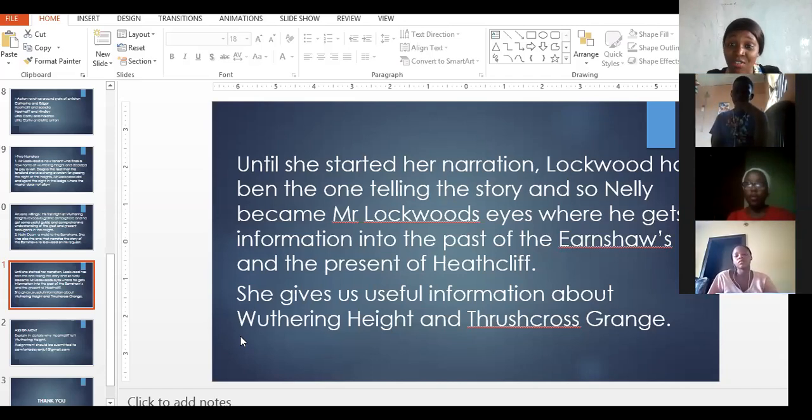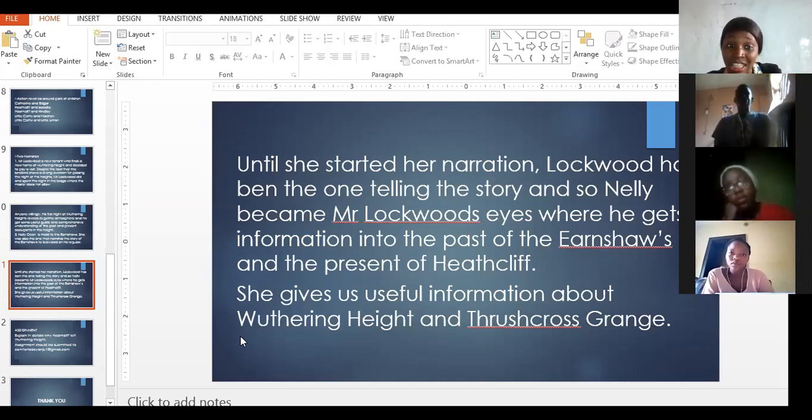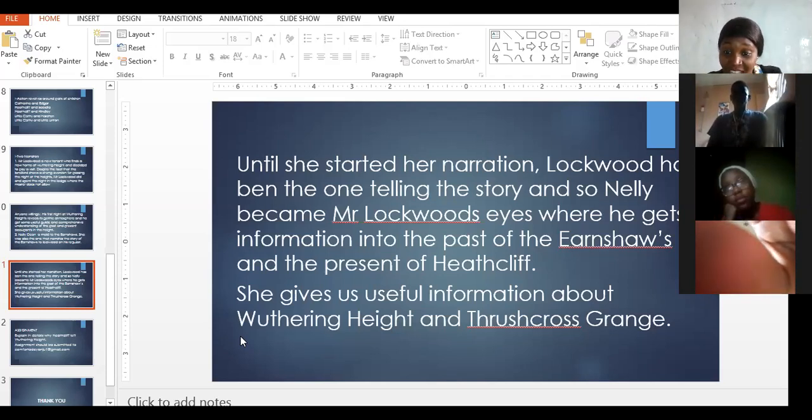But he kept giving us more information later based on what Nelly Dean tells him. That's why if you read here, I said, until she started her narration. Her narration was when she started telling Mr. Lockwood her own part of the story, based on the fact that she saw when everything happened. Do you understand the border now? Until she started her narration, Lockwood has been the one telling the story. And so Nelly became Mr. Lockwood's eyes. When we say Mr. Lockwood's eyes, it means Mr. Lockwood is blind, so Nelly Dean is now the one leading him and giving him the eyes to see. Do you understand the border now?